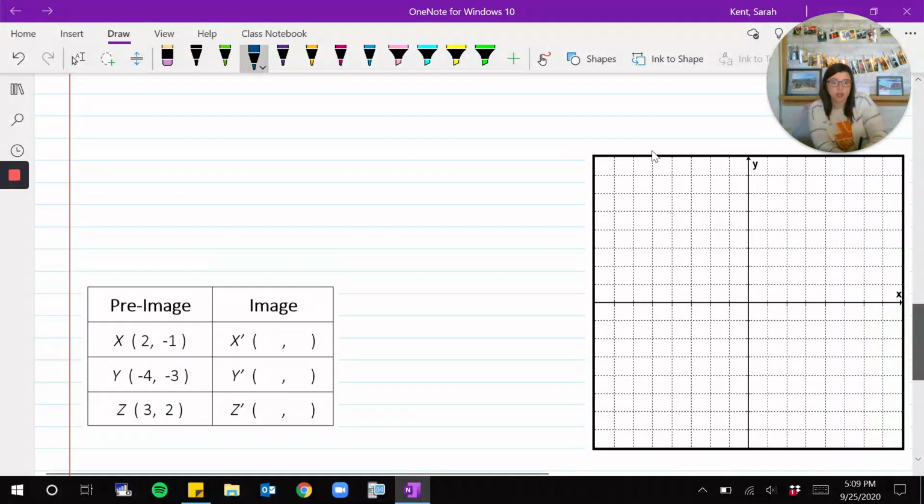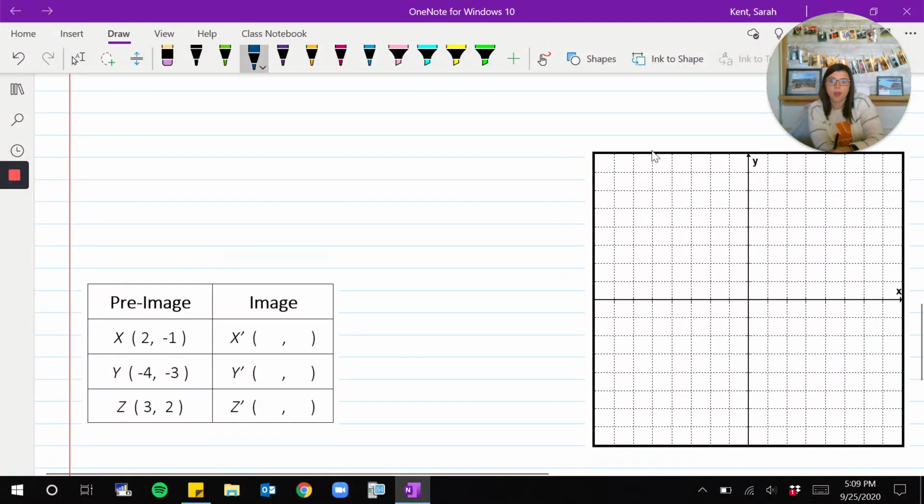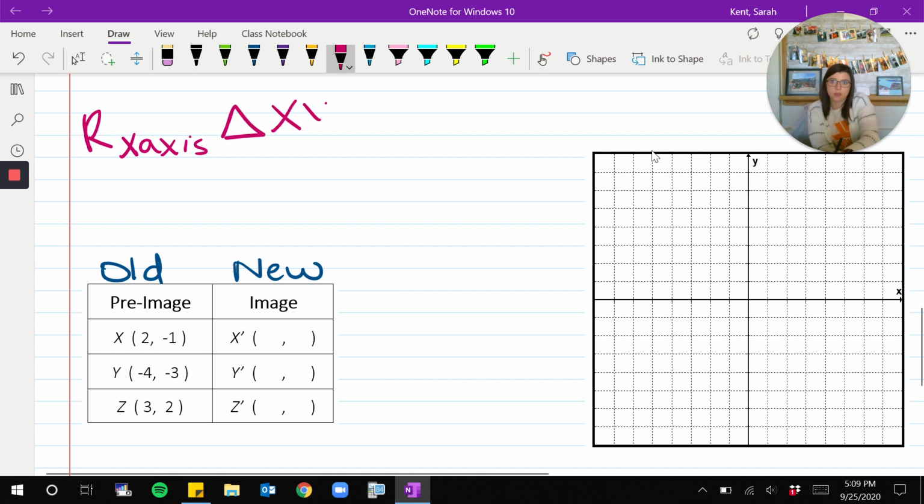So here we have an empty graph and we have a table. So we have the pre-image. The pre-image is the old, and then the image will be our new. So we want a reflection over the x-axis of triangle X, Y, Z. That means we need to draw triangle X prime, Y prime, Z prime.